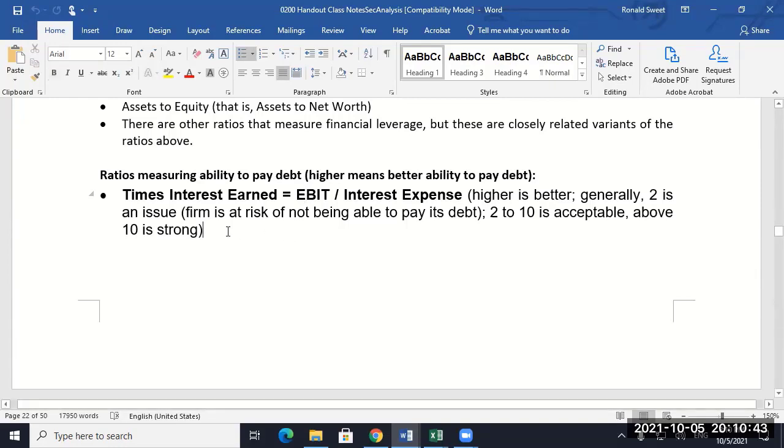Now, if your ratio is 15, you're good unless you do this. I have students say my times interest earned was 15%. What's wrong with that? Times interest earned is not a percent, is it? It's times. Your earnings are 15 times your interest expense. So your earnings are 15, your interest is 1. If it's 15%, you're in a lot of trouble. That means your earnings are 15 cents and your interest expense is $1. You're losing a lot of money. So don't put a percent on that.